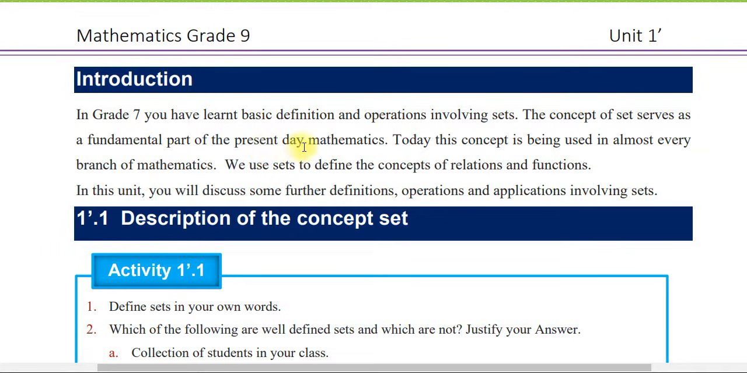So the concept of sets serves as the fundamental part of present day mathematics. Today, this concept is being used in almost every branch of mathematics.